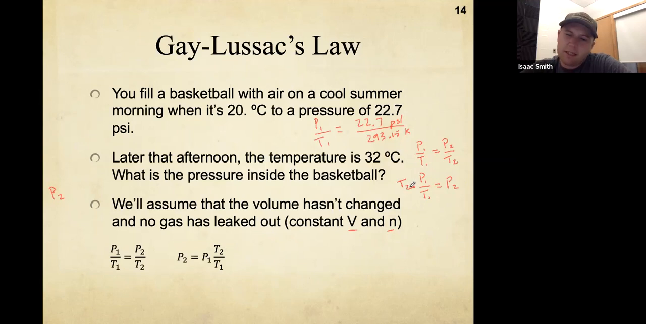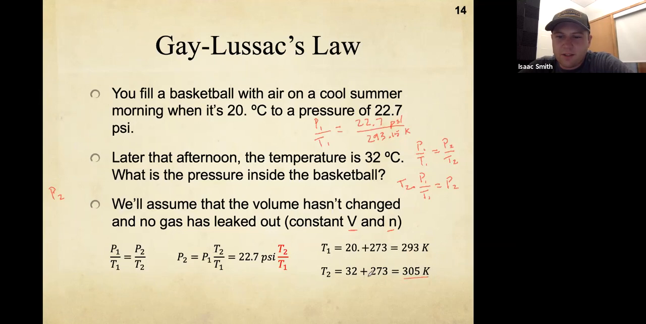Is that what I got? Oh yeah, same thing I got, it's just written differently. Okay, so our initial pressure is 22.7 psi. Oh, sorry, that's our final, yeah, that's our initial pressure, right? It's P1. Final temperature, or the temperature in the afternoon, is 32 degrees, which is 305 Kelvin. 20 degrees converts to 293 Kelvin. So you get 305 Kelvin over 293 Kelvin.